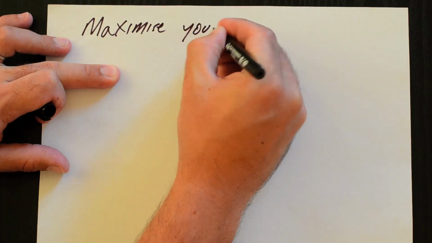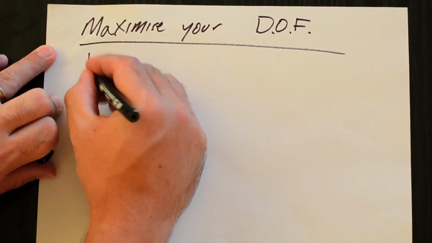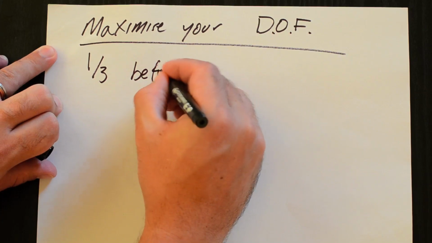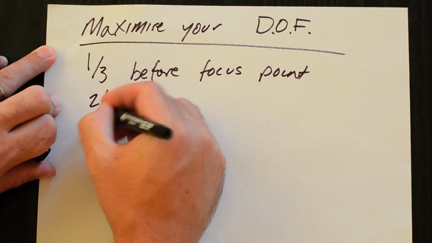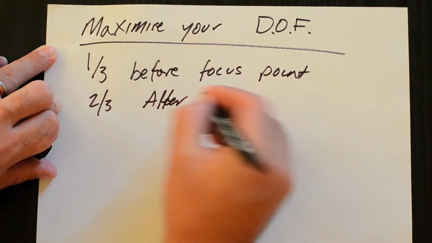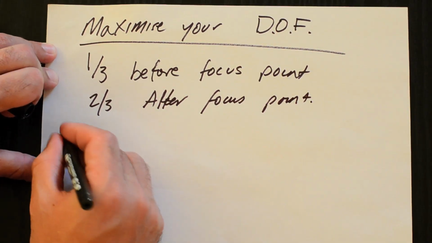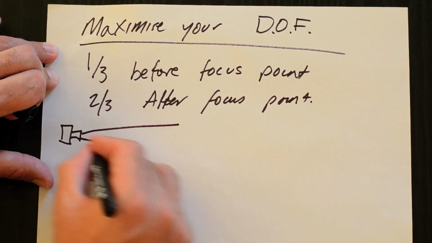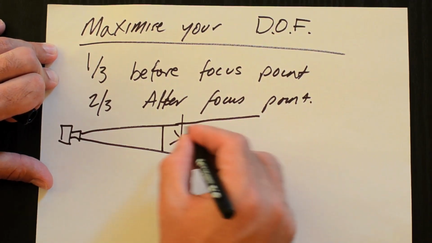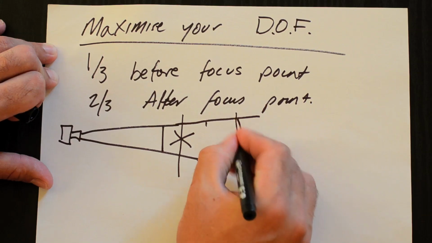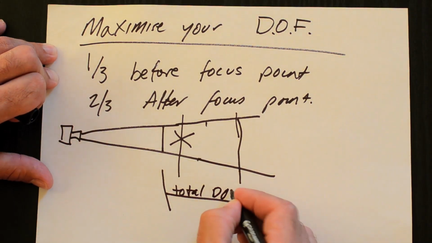Okay, here's a tip for you to maximize your depth of field when you're shooting. First of all, remember that no matter what you're shooting, from your focus point, 1/3 of the depth of field is before the focus point and 2/3 is after the focus point. So to demonstrate that, say you're taking a shot of whatever, here we go. The X is where you're focusing, the front line is your nearest point of focus, and then the rear is the rear point of focus. That whole range is the total depth of field.